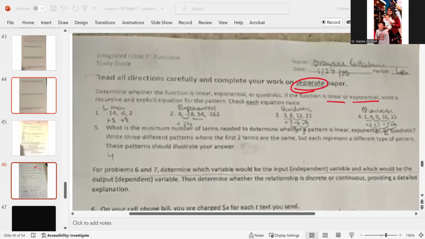All right, so this is week 4, Monday, Q3, Math 7. It is going to be a study guide on functions. All right, so let's take a look over here.